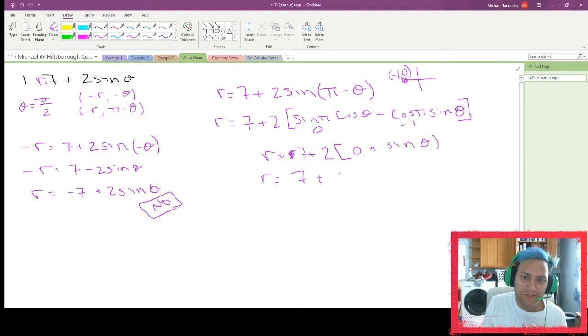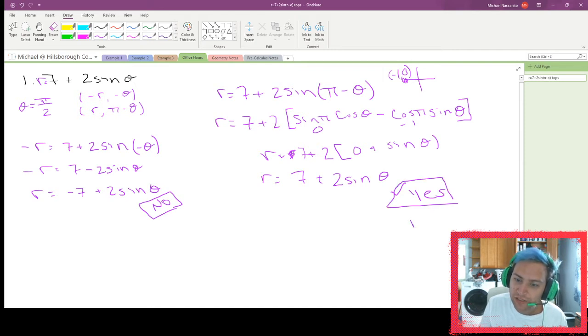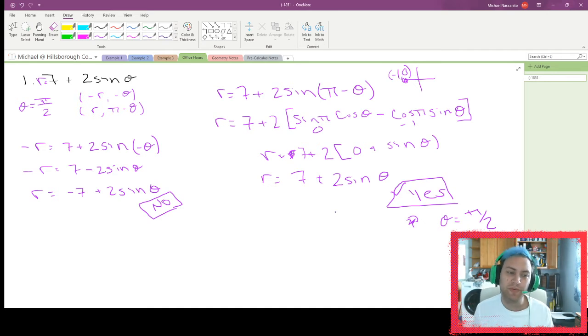0 plus sine of theta is just sine of theta, but when I distribute that 2, I get 2 sine of theta. And would you look at that? Those two things are the same, so then I can say, well, yes, it actually does have symmetry to theta equals pi over 2. But that's why you have to make sure you test both, because you can see right here is one of those instances where the first one didn't work, but the second one does work. So you have to make sure that you're testing both so you can see that.